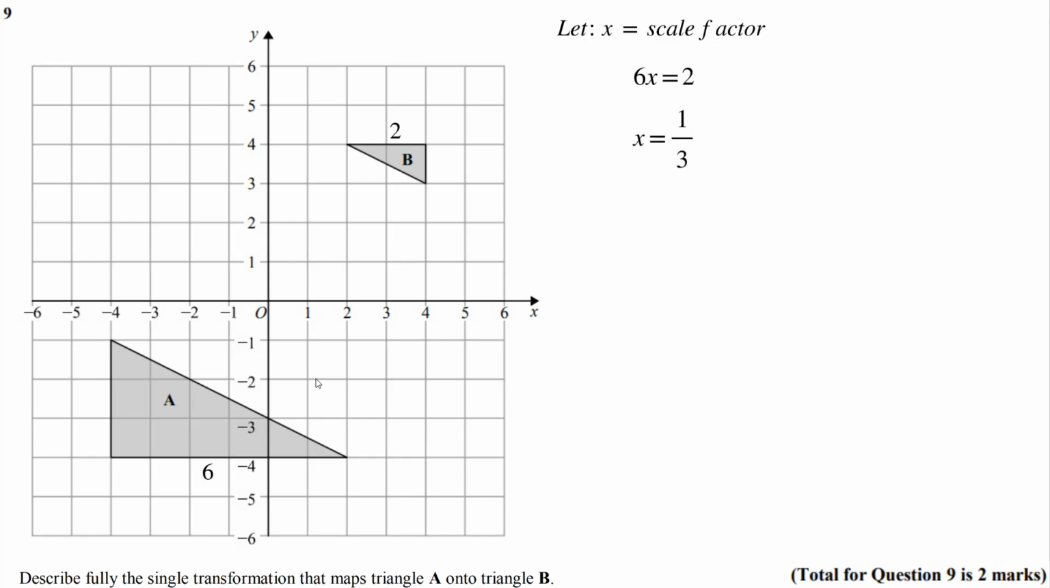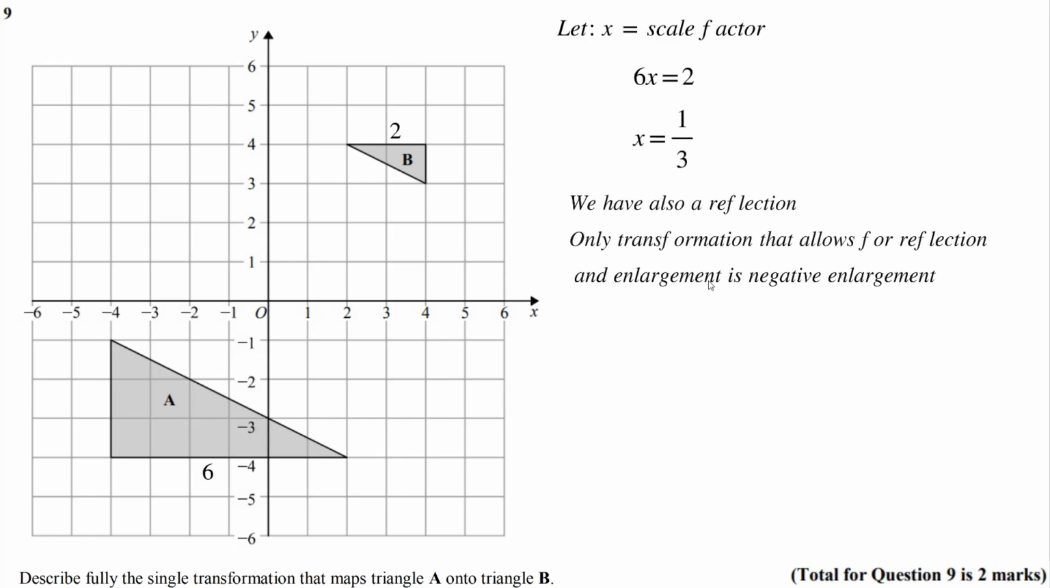But if we look at this shape, it's not facing the exact same way as this one. It's actually flipped. And the only transformation that gives us a rotation or a reflection with an enlargement is a negative enlargement. So we know that the scale factor isn't positive 1/3, it's going to be minus 1/3. So the only transformation that allows for a reflection and enlargement is negative enlargement. So it's going to be minus 1/3.